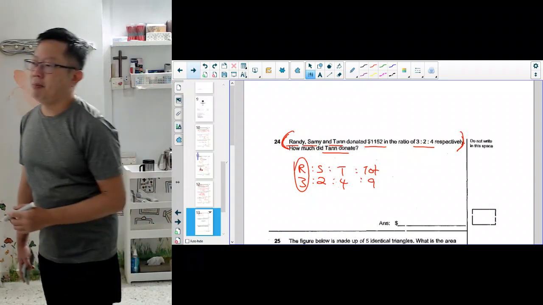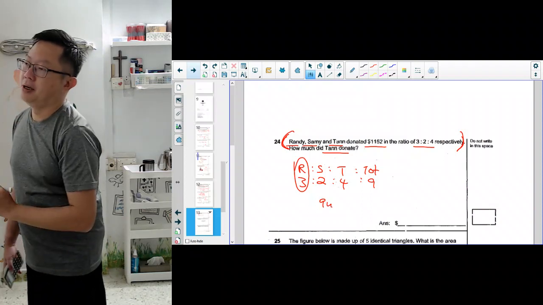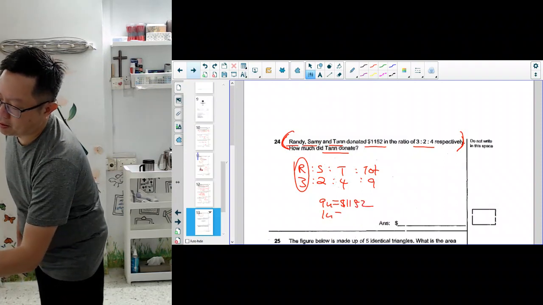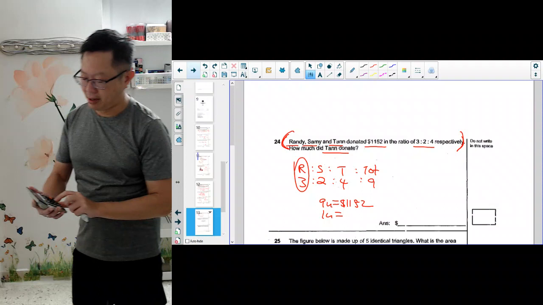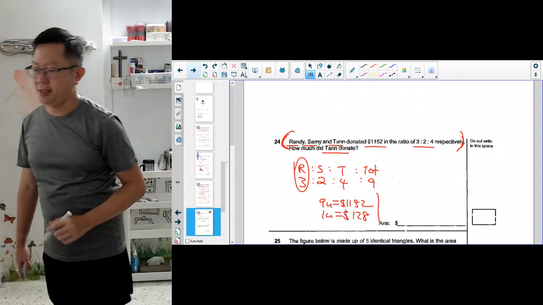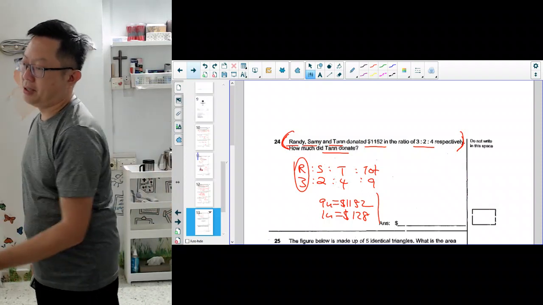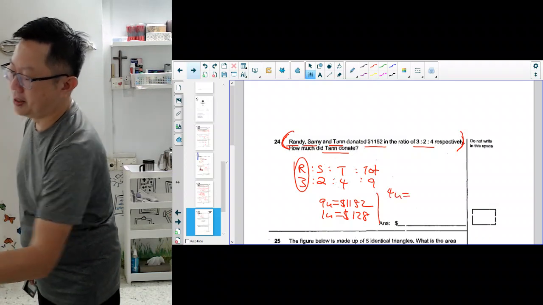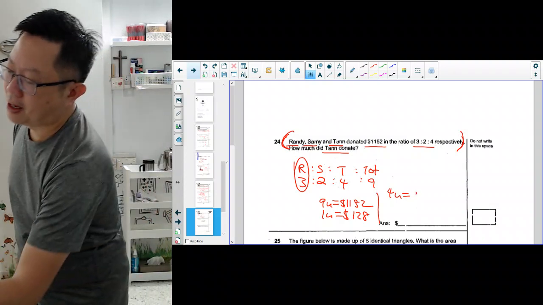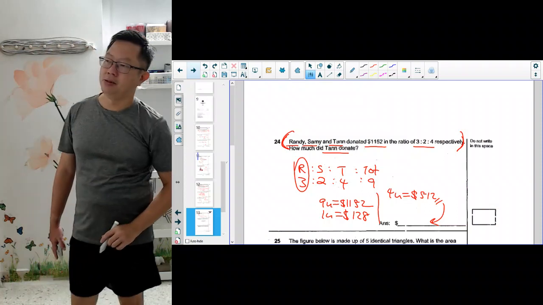So how much did Tam donate? So the total money is 9 units. Okay, 9 units, which is what they donate altogether, 1152. Then you find 1 unit. So you take 1152 and divide by 9. That will give you $128, which is 1 unit. And then what do you do next? You find Tam. Tam donated 4 units. So 4 units will be 128 times 4. And that will give you $512, which is how much Tam donated.